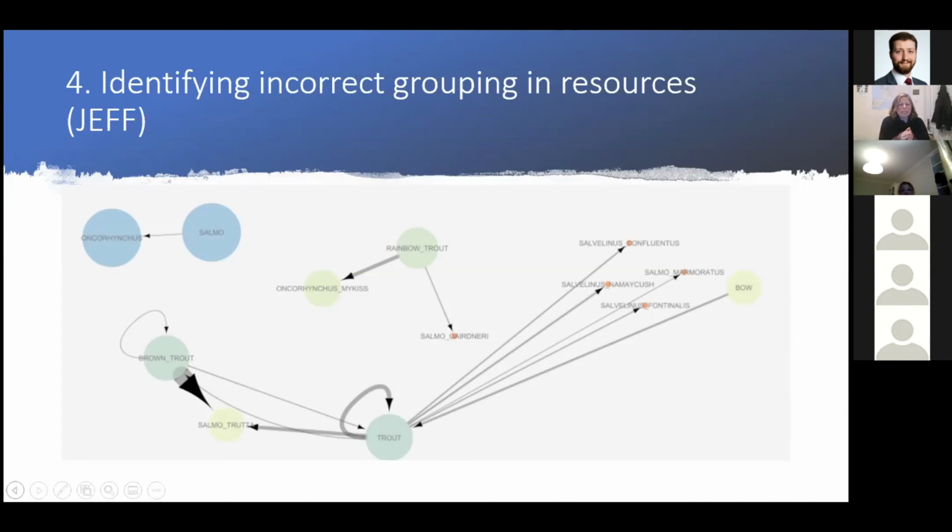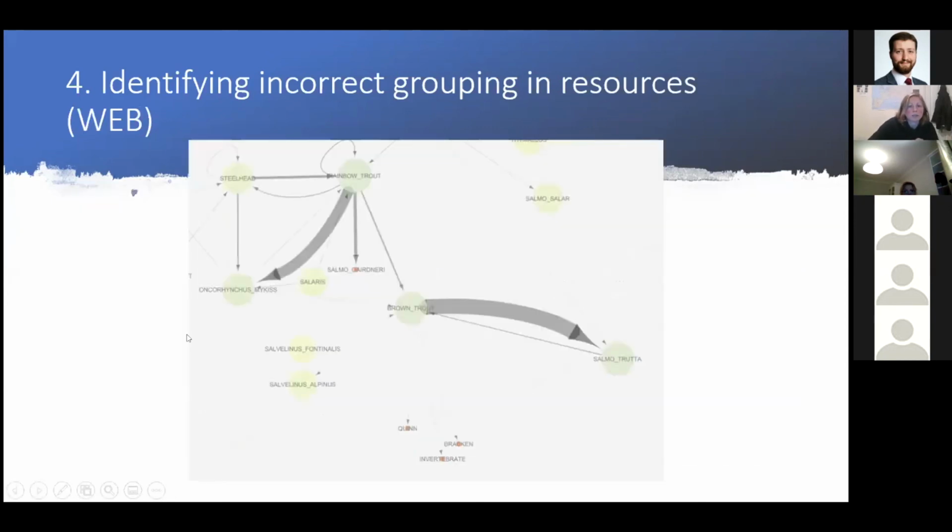But there was one case in which brown trout was included as a synonym for Oncorhynchus mykiss, rainbow trout. It seemed strange anyway, but when we looked at the data, we could see clearly that this wasn't the case. Looking at the data, you can see the very big arrow linking to Salmo trutta there, which is the variant that it should be referring to. And also in the web corpus, you've got a much bigger arrow. There was one between rainbow trout and brown trout, but that, yeah.